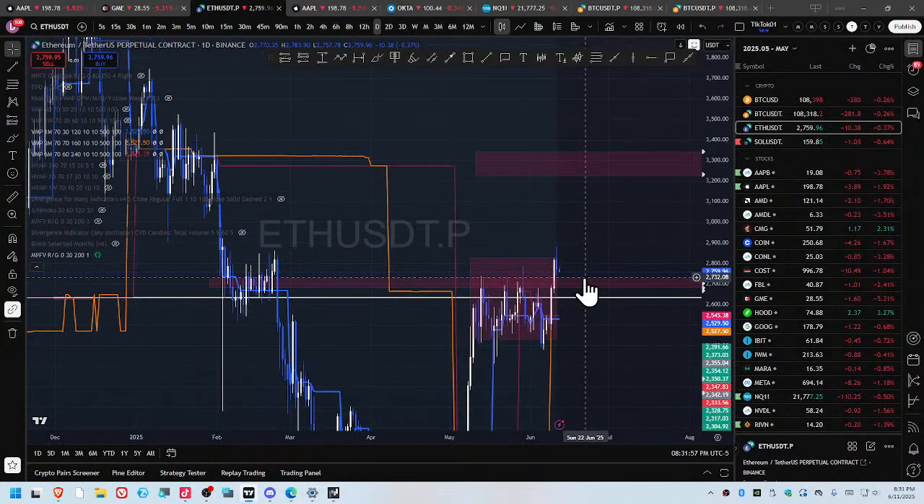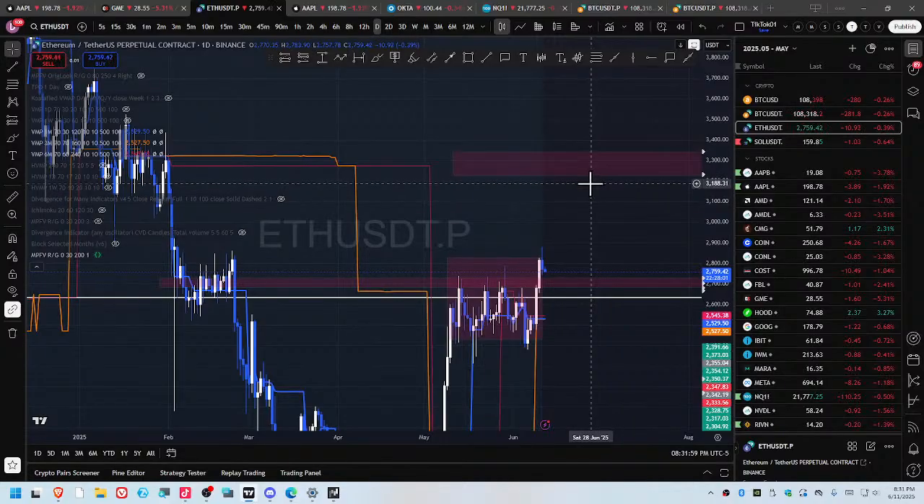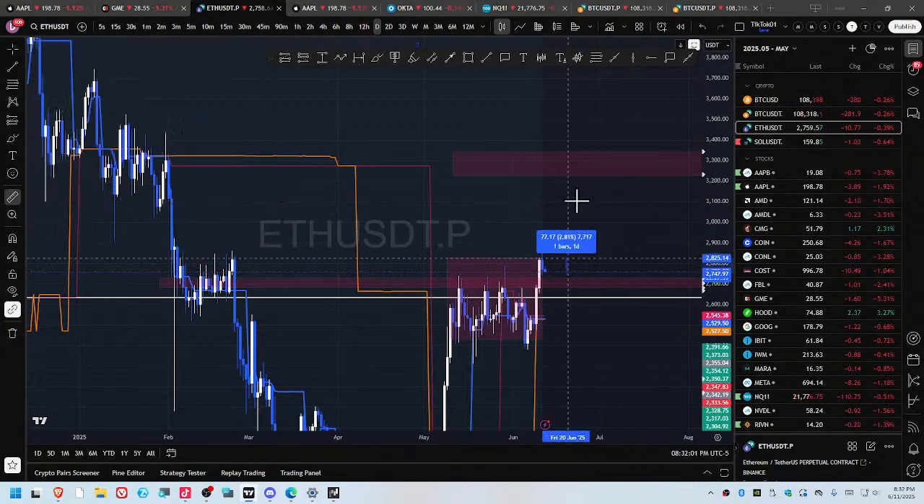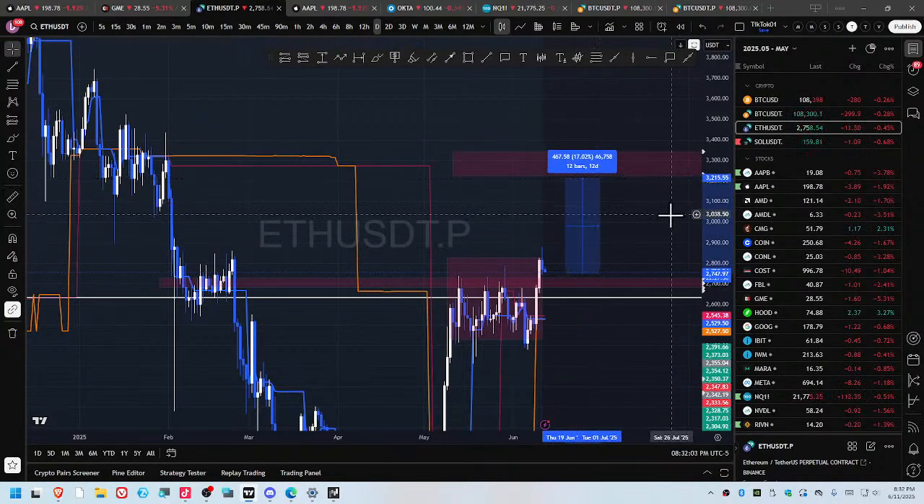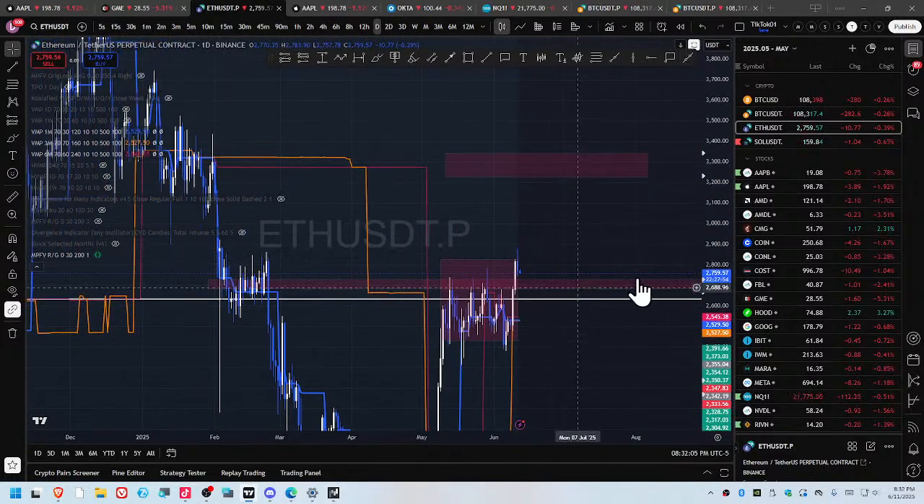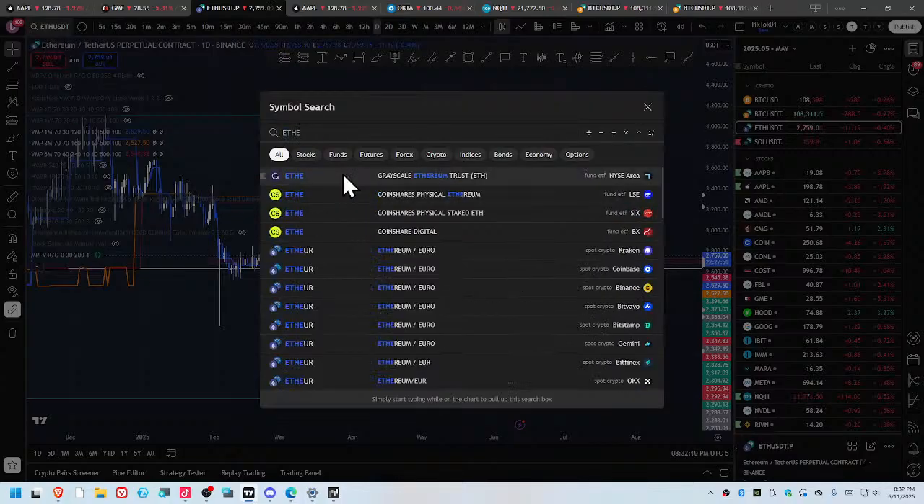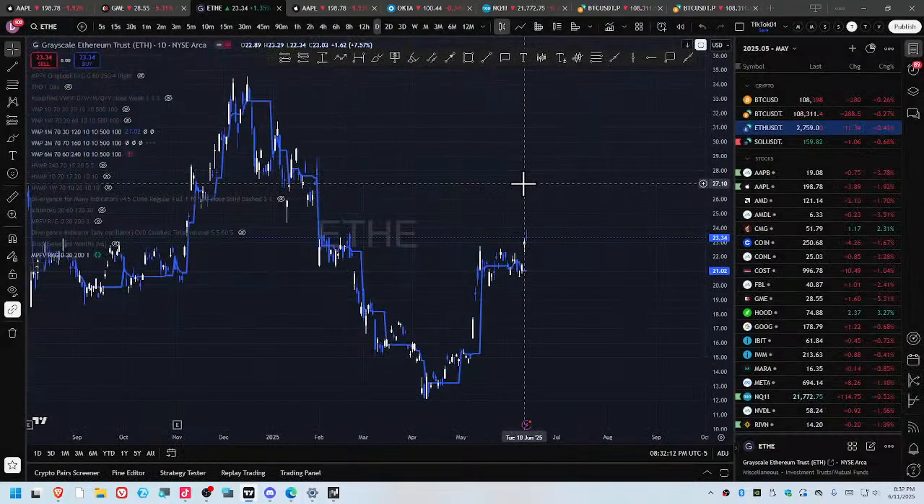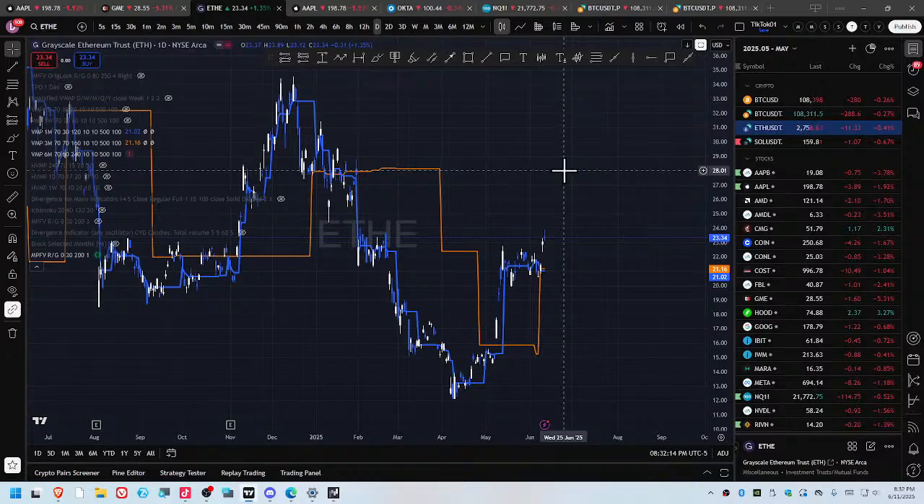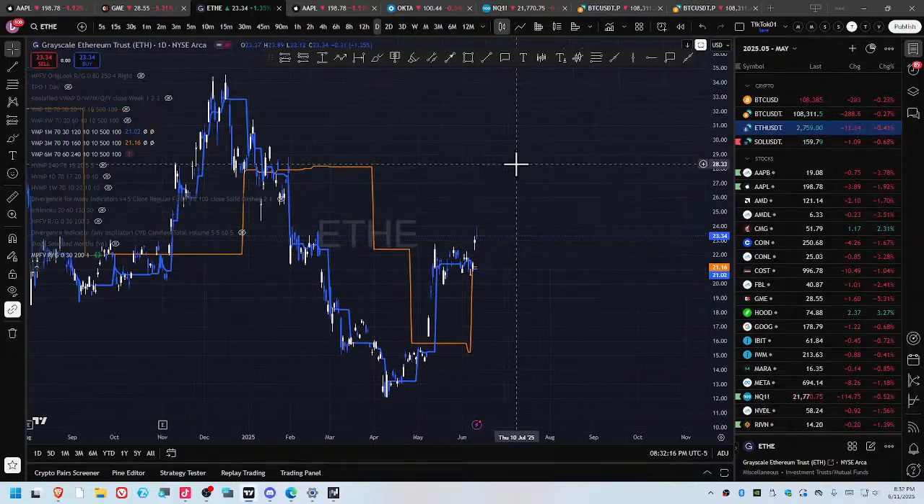So as long as we stay above this level here, it doesn't look bad. It's like a 17% move. So if you can pull that off with options, like some on ETH, probably close to like 28. You do have kind of like a head and shoulders here.